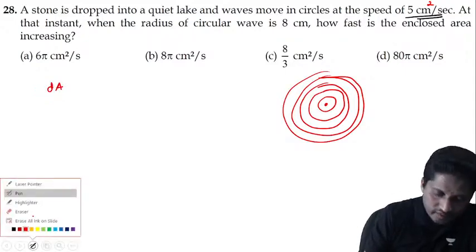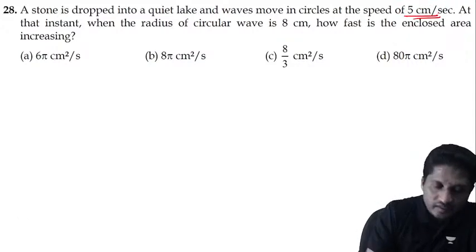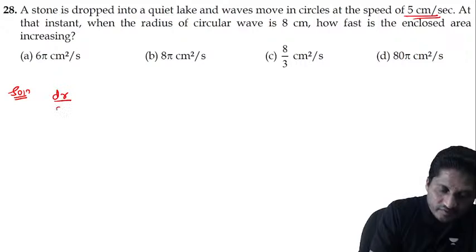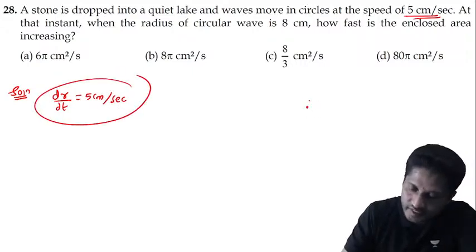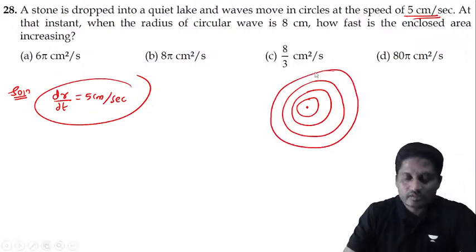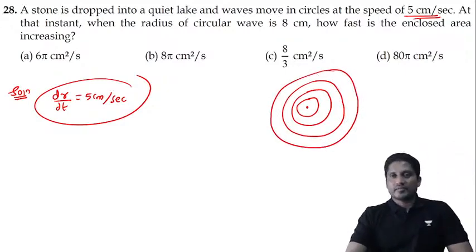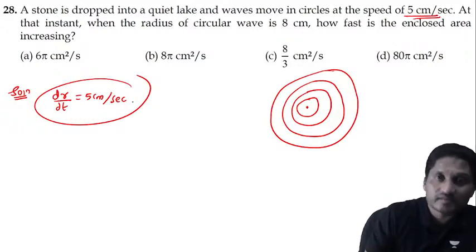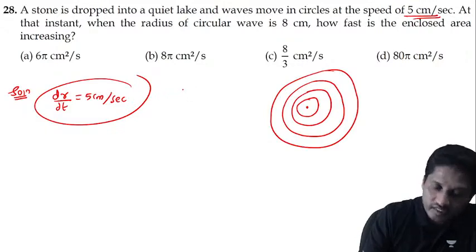Sorry, the radius is increasing. You're right, centimeter only. So waves move in circles at the speed of 5 centimeter per second. The rate of change of r with respect to time is equal to 5 centimeter per second. When waves move in circles, obviously the radius is increasing, dr by dt is 5 centimeter per second. At the instant when the radius of the circular wave is 8 centimeter, how fast is the enclosed area increasing? I'm supposed to find out dA by dt when r is equal to 8 centimeter.